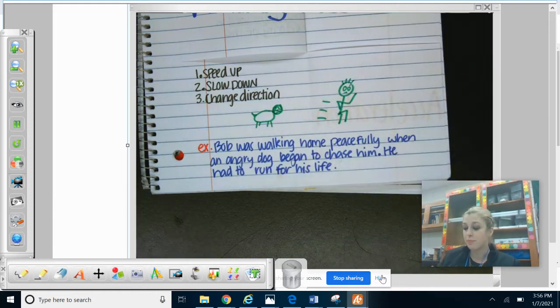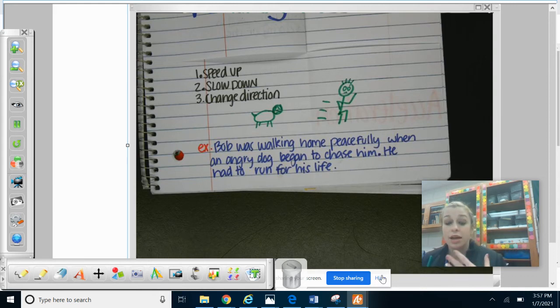There's Bob running home. So what you should notice is we didn't do any math. We didn't solve anything. For acceleration, you're not going to solve anything. You just need to know the definition. It is speeding up, slowing down, or changing direction. So Bob had to speed up. He was walking home. He had to speed up and go a lot faster. So he sped up. That's one of the forms.